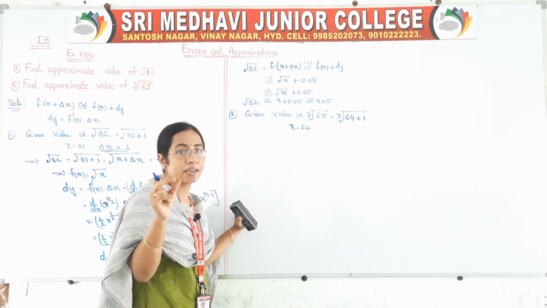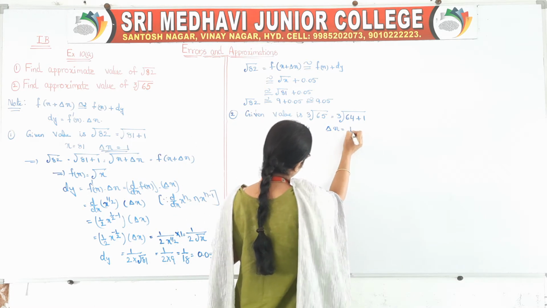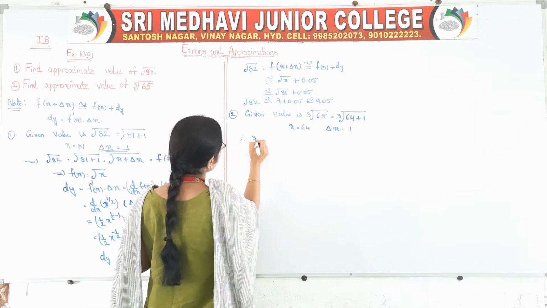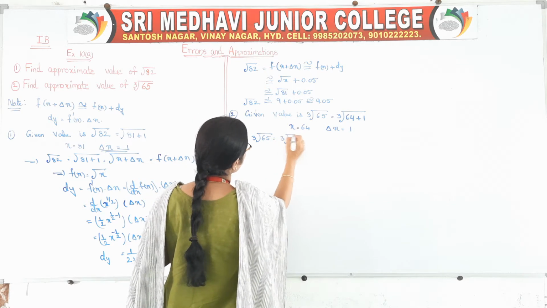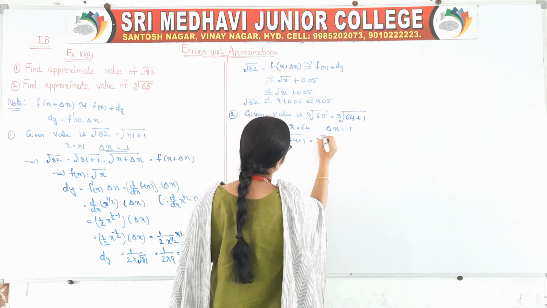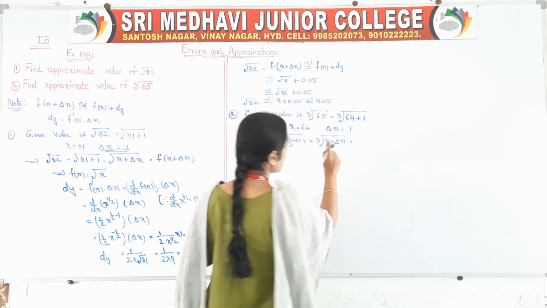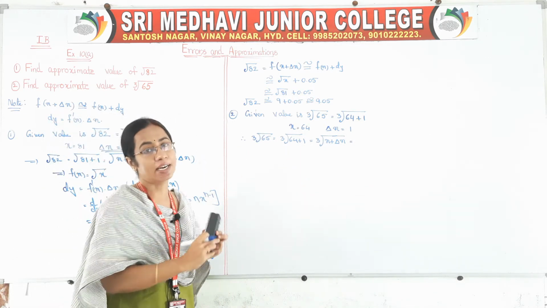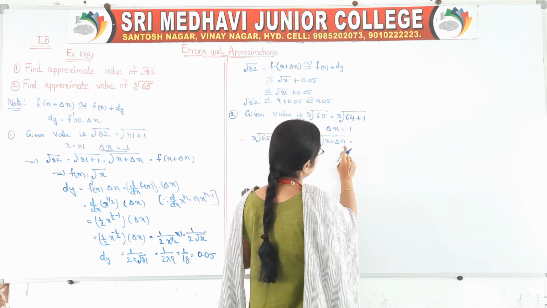So that is the error, right? So that's why your delta x is equal to 1. So therefore, what is your cube root of 65 now? It is cube root of 64 plus 1, which means cube root of x plus delta x. So the function in terms of x plus delta x.